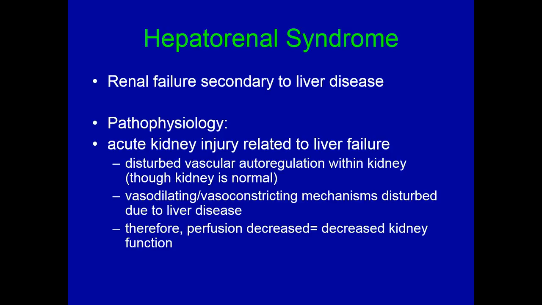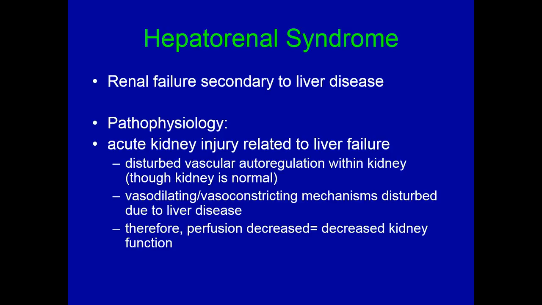All right, now hepatorenal syndrome. Hepatorenal syndrome is renal failure because of liver disease. So secondary to liver disease. So it's a secondary renal failure or chronic kidney disease. It can be acute kidney injury as well. So the patho of this acute kidney injury is because the disruption in the liver blood flow will cause disruption in other systems' blood flow. So disturbed vascular autoregulation within the kidney. So therefore the kidney is not perfused properly. So we know that's a problem. That's pre-renal acute kidney injury.